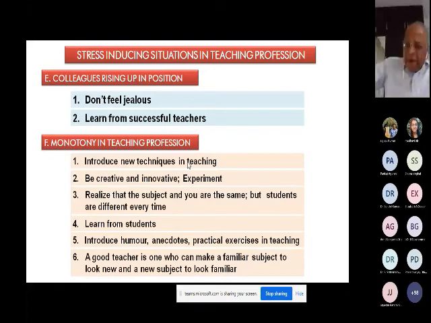Unless it is a bad way, what I would say illegal and immoral, that we don't want in any case. Next, monotony in the teaching profession. Introduce new techniques in teaching. Be creative and innovative. Experiment with different ways of teaching. These are very important points. Realize that the subject and you are the same, but students are different every time. So every time you enter the class, you are seeing a new set of people.